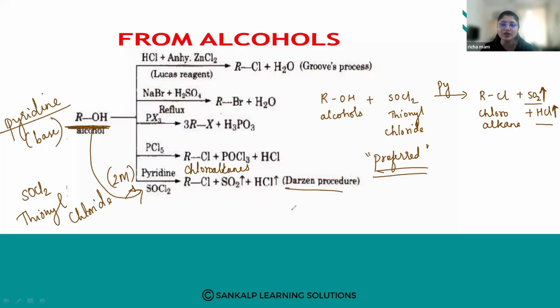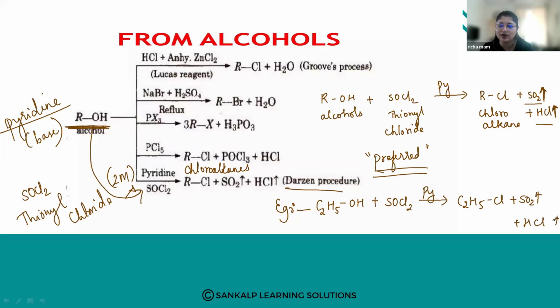So let me take an example. If they ask you for the general reaction, you have to write it this way. If they ask you to explain Darzan's process with an example, take any alkyl halide. Let me take ethyl. So ethyl alcohol plus thionyl chloride in the presence of pyridine. What will you obtain? Ethyl chloride plus SO2 gas plus HCl gas. You have to write the names. This is ethyl chloride. This is ethyl alcohol. Understood? Yes.